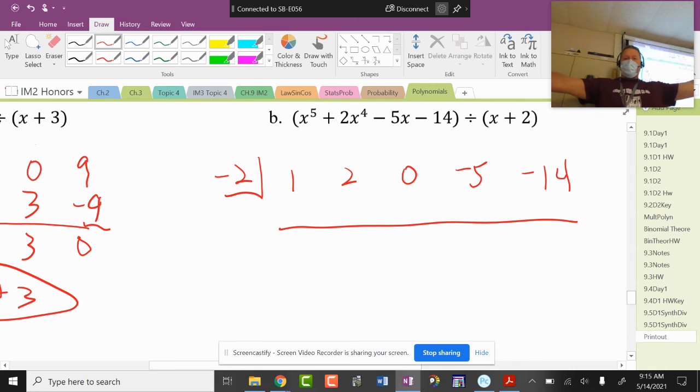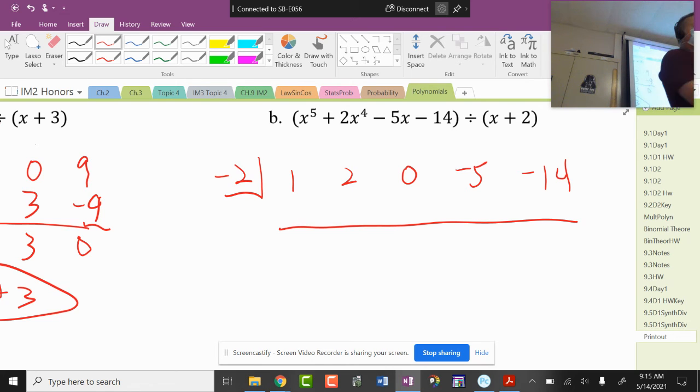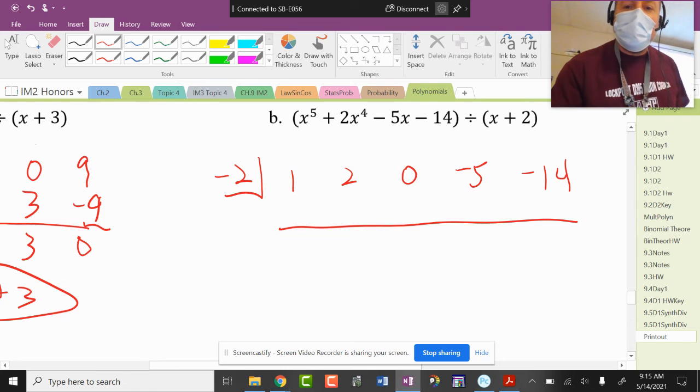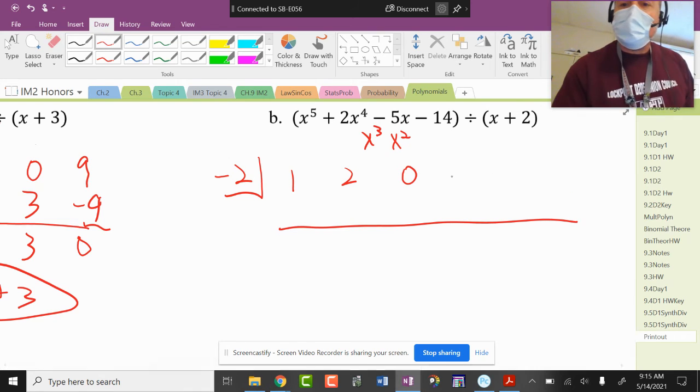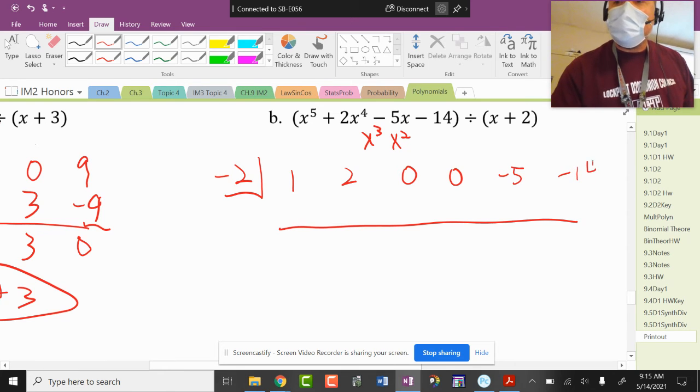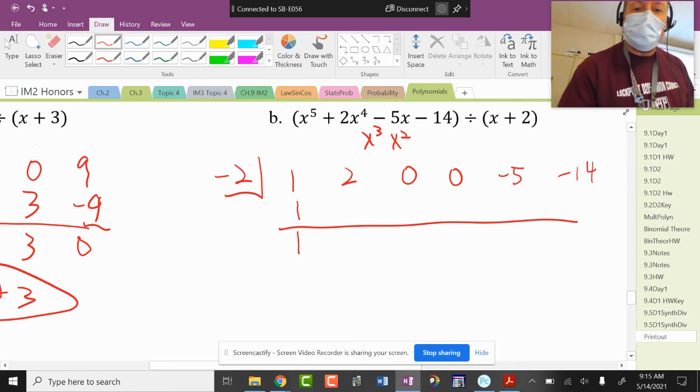Okay, so let me just make sure. 1, 2, 0 for the x to the third. Wait a minute. I'm completely wrong. What else is missing? X squared. I don't have an x cubed. And then I don't have an x squared. So I got to move this over even more. Ooh, this is a big one. All right. And then -5 and then -14. Freaking out, man. There's too many things I got to do.